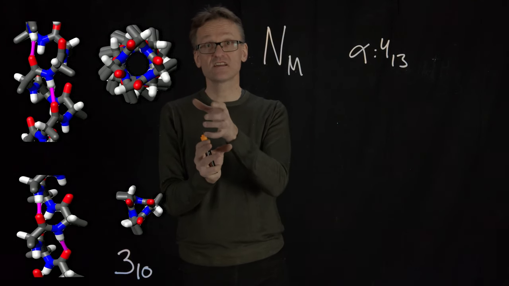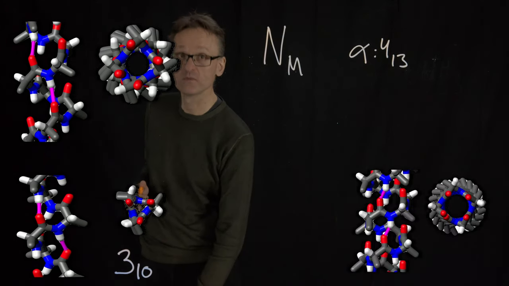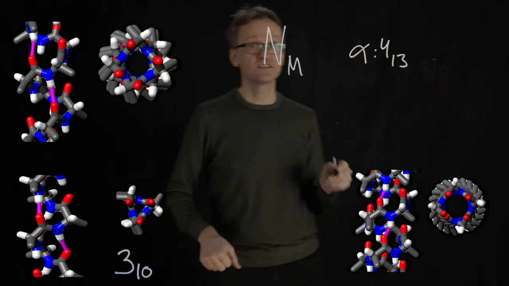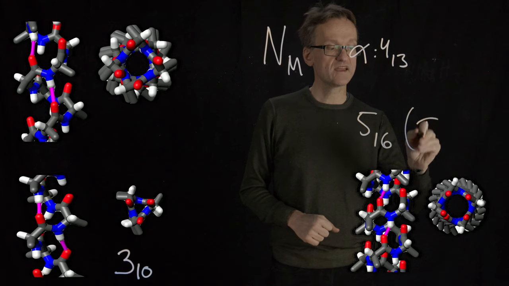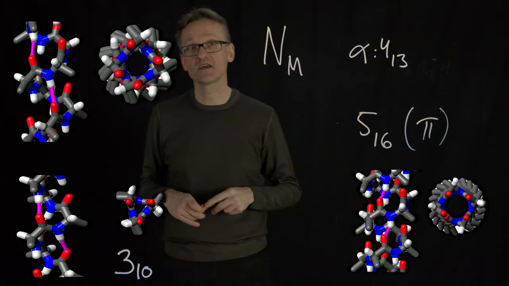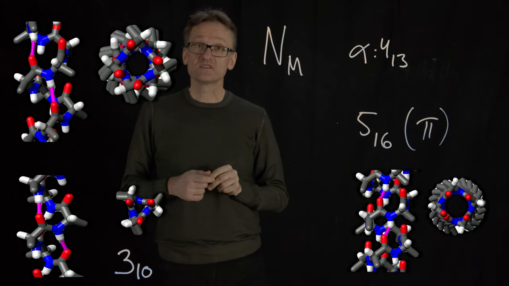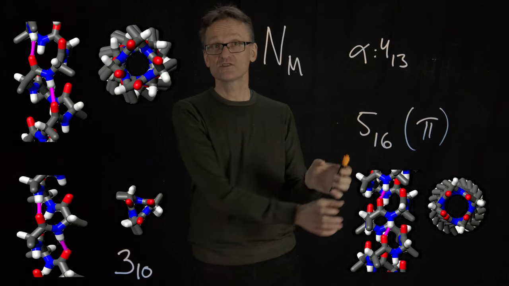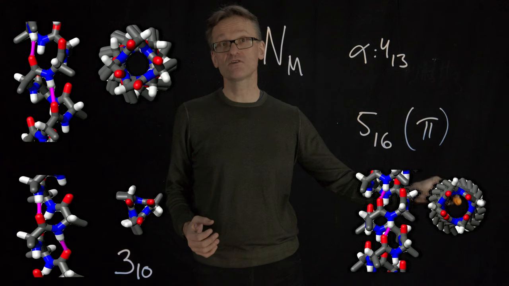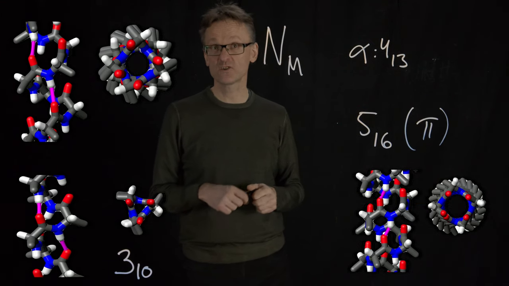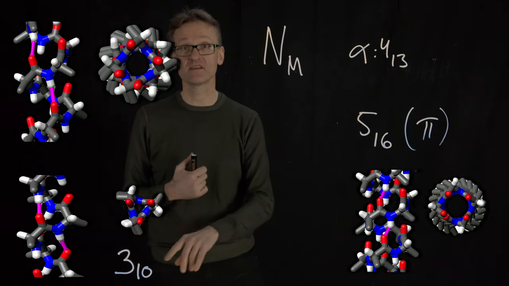Take that helix and unwind it a bit to give it more room. That will lead to this helix, which is called a 5-16 helix, or a pi helix. Pi helix is a more common name. And this is the opposite. It's a bit too unwound here, so we've had to put a bit of strain on it. And in particular, in the very center of here, there aren't really enough atoms. It's almost a bit of vacuum there. So that is even less favorable than 3-10.